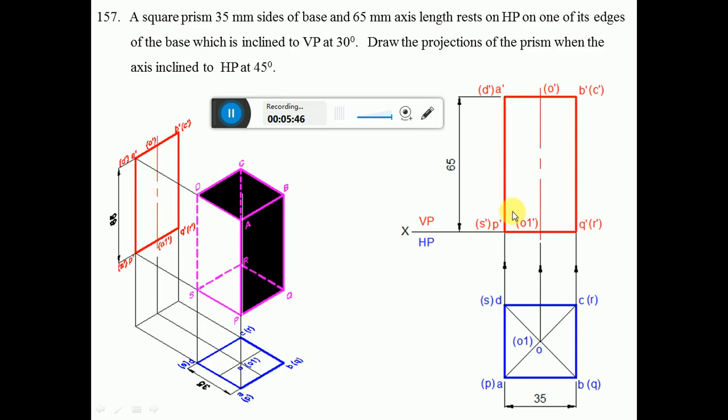So now we have A dash to B dash is visible and P dash to Q dash is visible, so you dark that. Then he says, draw the projections of the prism when the axis is inclined to HP at 45 degrees. Now we are going to take up that. Since the axis is parallel to VP, you are getting the true length of the axis here.